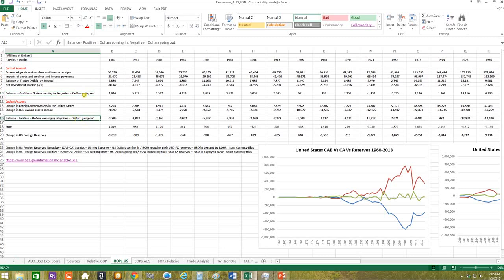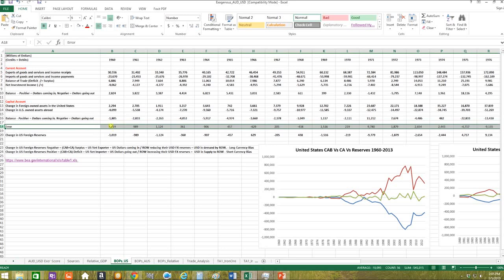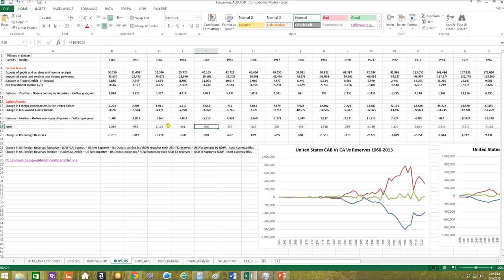In theory, these two should actually equal 0. But you can see here on row 18 that every year there seems to be an error. They don't actually equal each other. They don't net each other off. The inverse of this is what needs to be added back in, so it does balance, and that is the balancing item. And the balancing item is essentially the change in US foreign reserves.